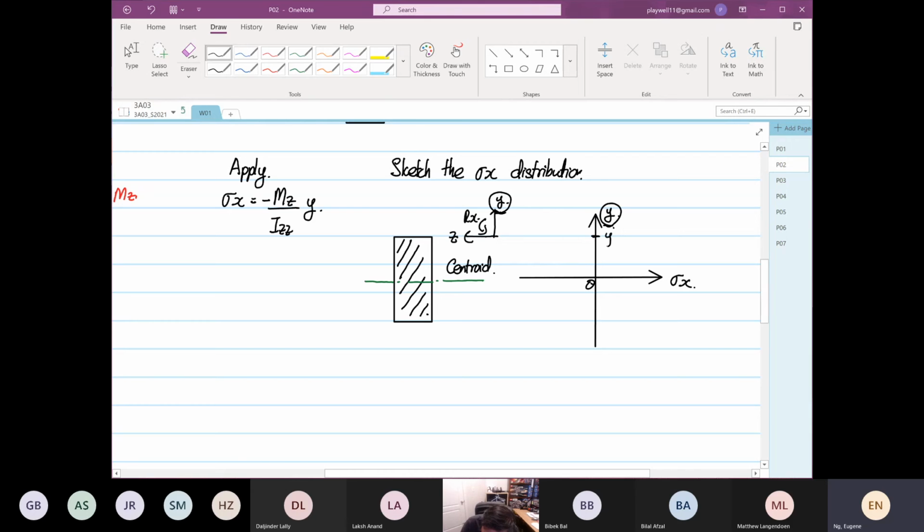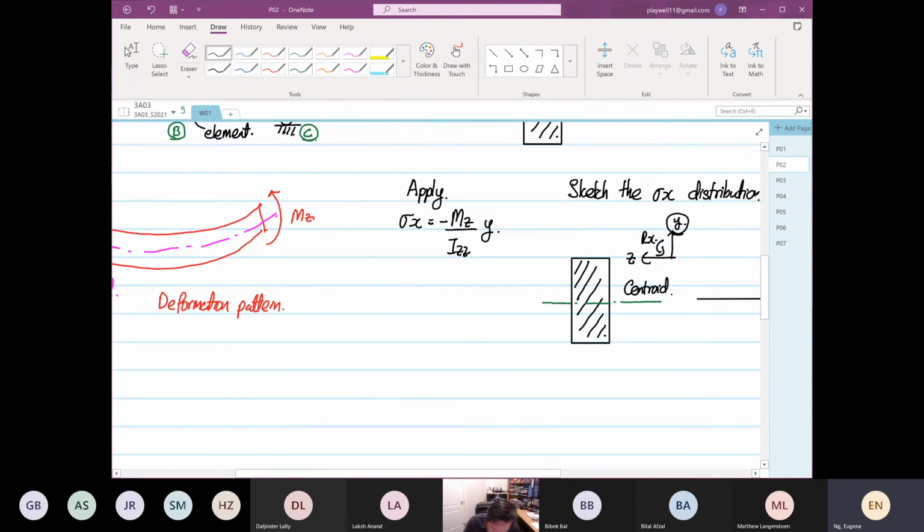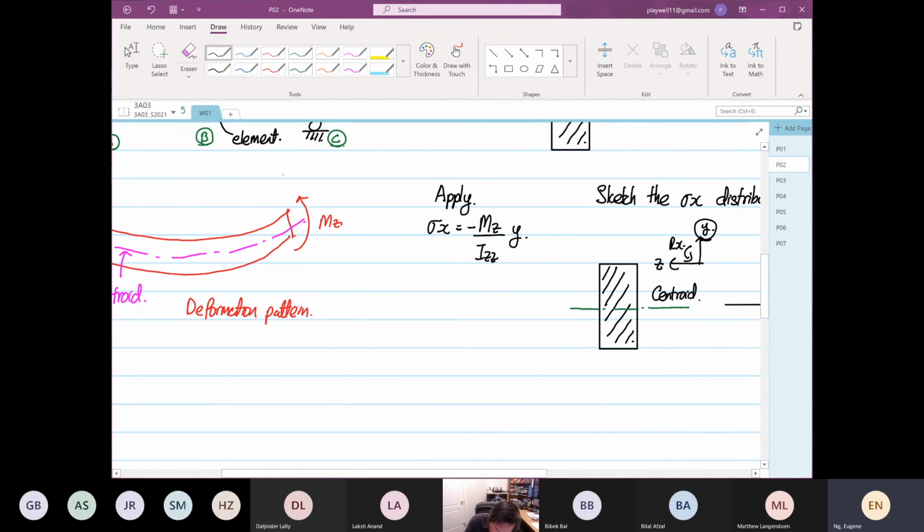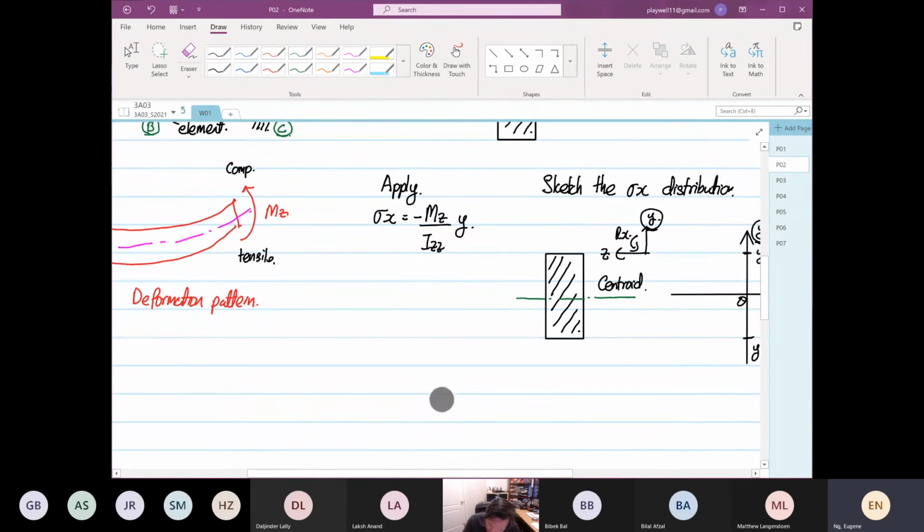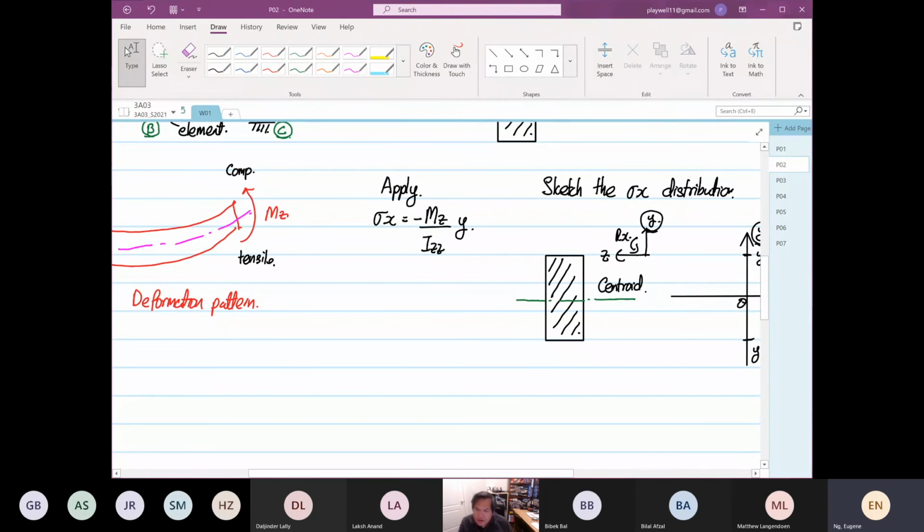That will be our Y max. Right down here, this region will be our Y minimum. By looking at how the structure has been deformed, we know that this is compression, this is tensile. If we look at the cross-sectional view, the top will be compression, the tail will be tensile.